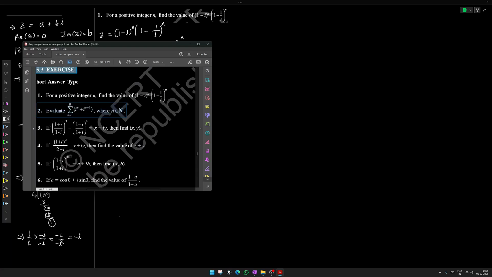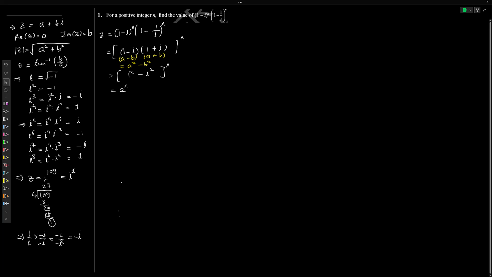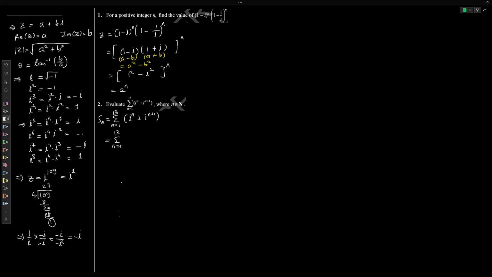A fun question. The look of it is quite scary. What we have? We have to evaluate summation from n equal to 1 to 13, and we have i raised to n plus i raised to n plus 1. Before doing the summation, let's do a little expansion. Using common sense, take i raised to n common from both. So remaining term is 1 plus i. Okay. Now 1 plus i is actually constant. Take it outside. We just have to expand i raised to n.